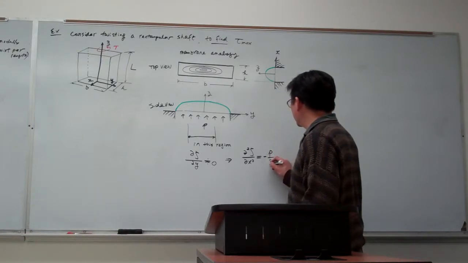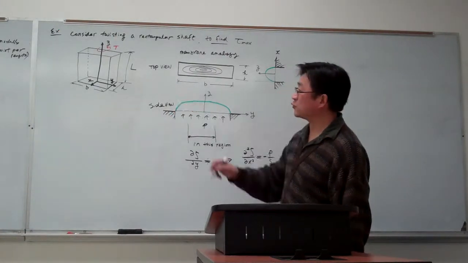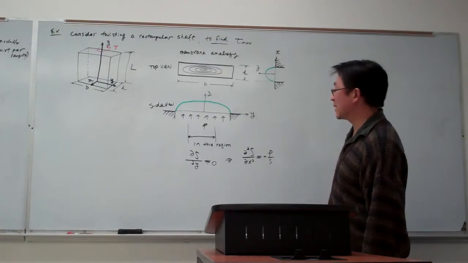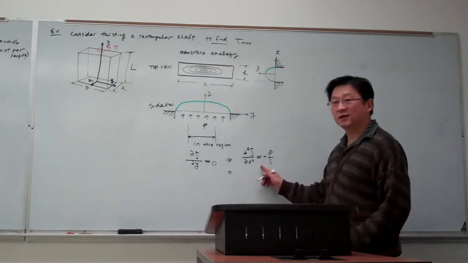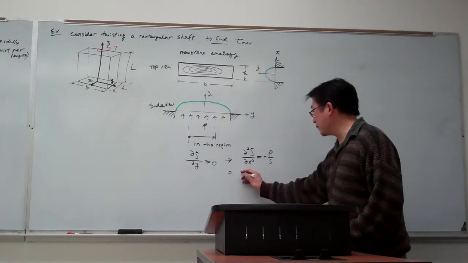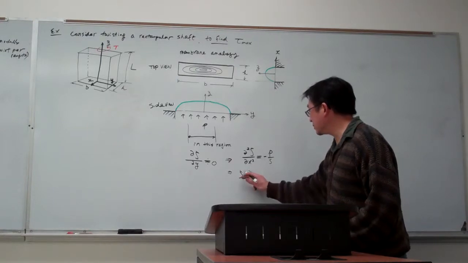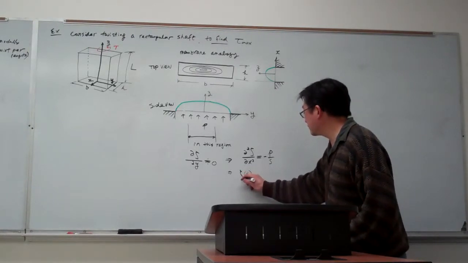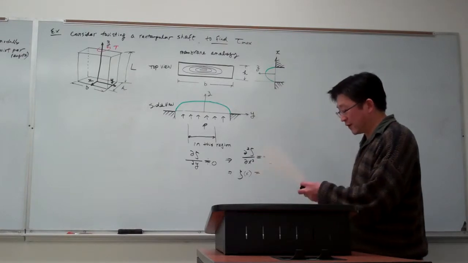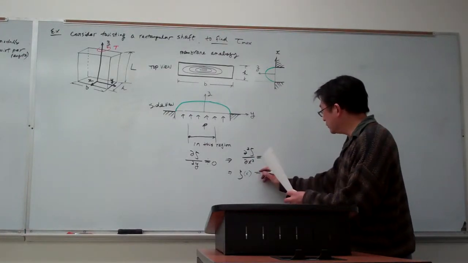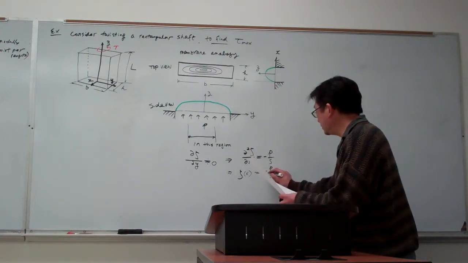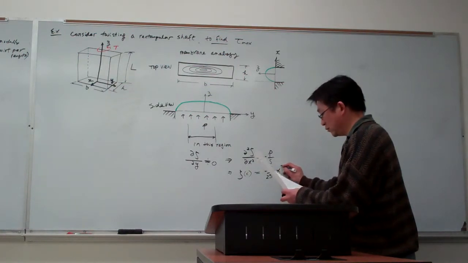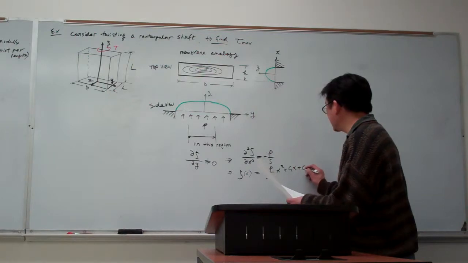Minus P over S. So from the governing equation, we can drop the second term on the left-hand side. So we have this one. Therefore, from here, we can solve this equation pretty quickly. And that one, zeta will be a function of x, which can be equal to minus P over 2S, x squared plus C1x plus C2.